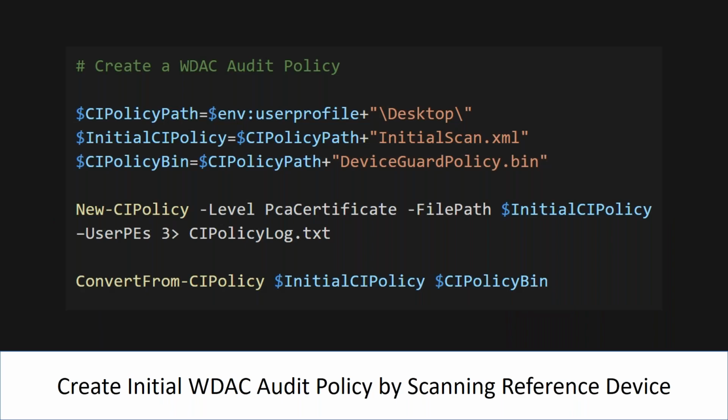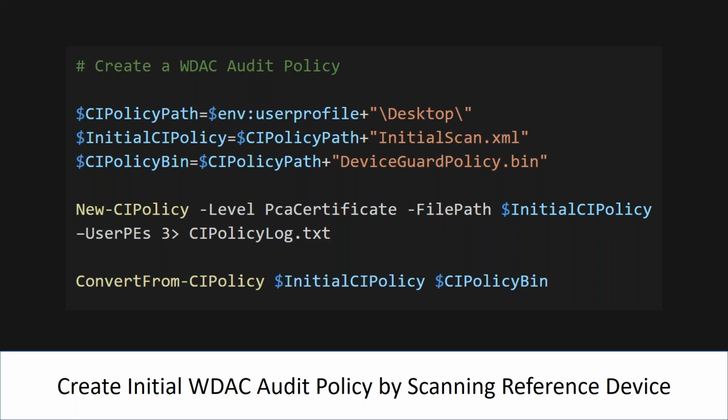Okay, so here's some PowerShell, so don't be scared, okay? If you're not familiar with PowerShell, I'll just briefly describe what's going on here. So we've got our reference machine and we want to scan it to create an initial policy. What have we got on that device? So I've created a couple of variables there, a file path and two files, okay? So the actual policy itself, in its initial state, is an XML file. So you can generate it using these PowerShell commandlets, and once it's generated, you can edit it by hand if you want.